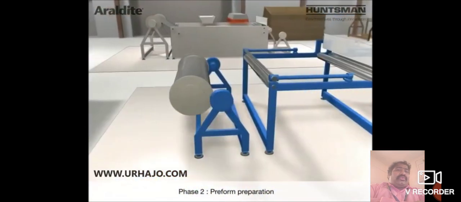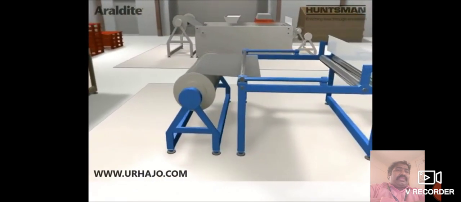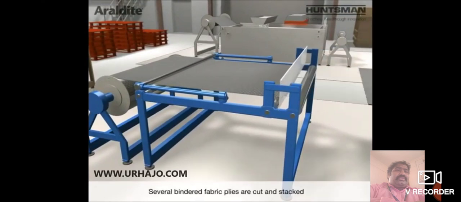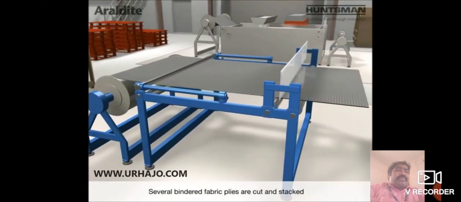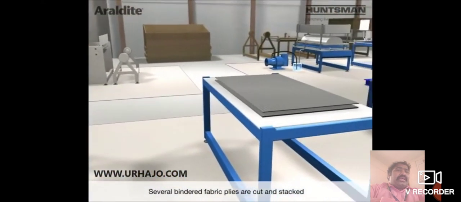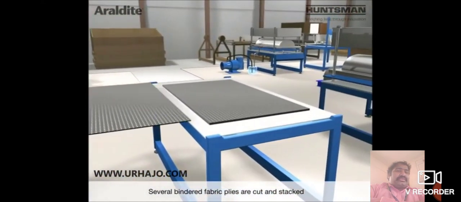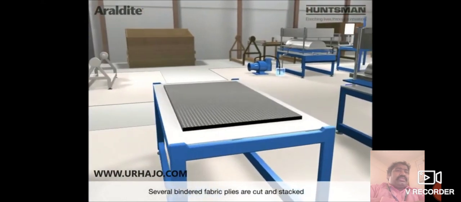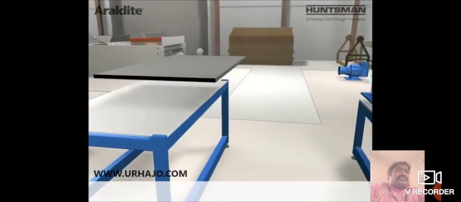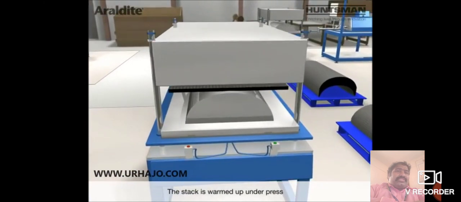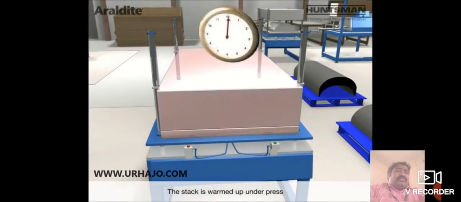So let us see what happens in the next phase. Several binder fabric plies are cut to the desired size and then collected on the same platform. They are bound together to make a composite, and then it is pressed under some pressure.